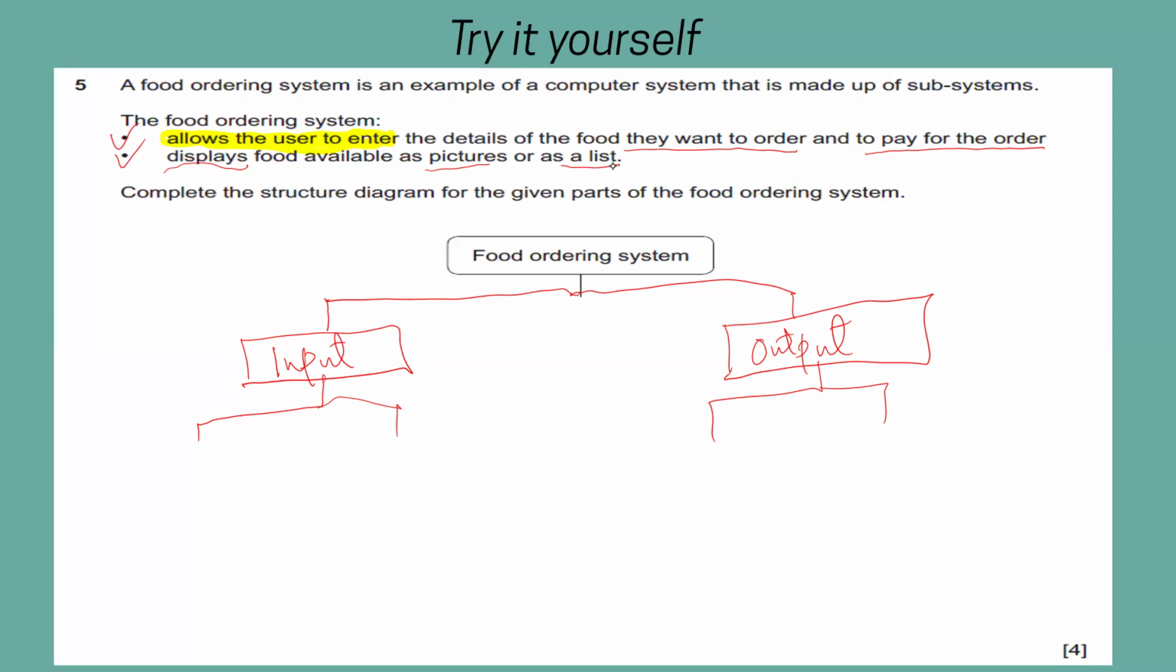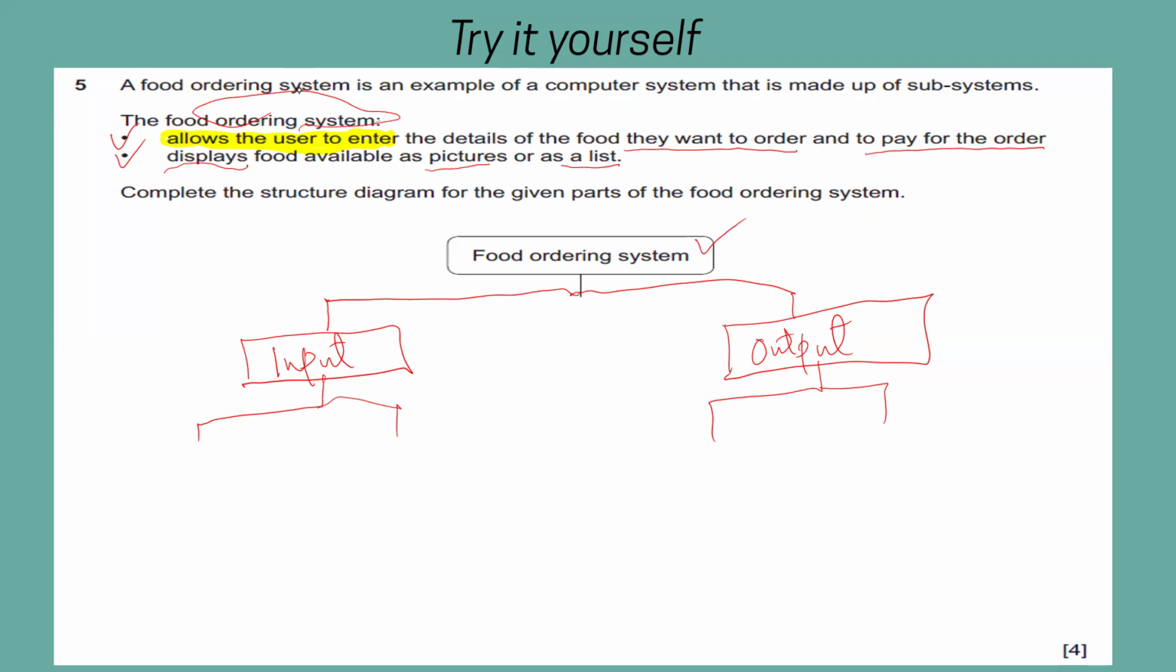So the question is written, by the way, and the question says that there is a food ordering system. This is the food ordering system they are talking about, right? Now, what is happening with the food ordering system that allows the user to enter detail? This word, allow the user. Yeah, we have answers, but let's talk about it first. Allow the user to enter the detail of the food.